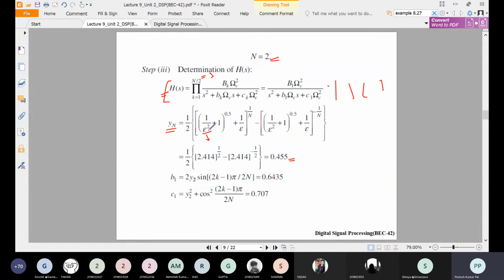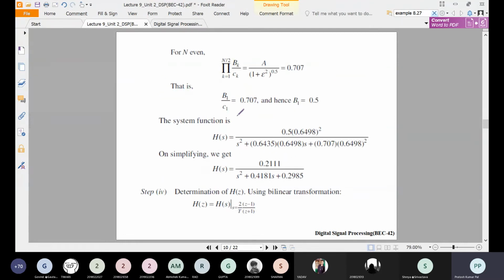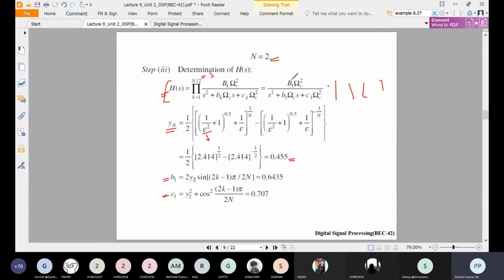Okay, so once we know the epsilon value, we can find out this. By using y of n, we can calculate the b1 and c1. Okay, so this is the formula for b1 and c1. This we have seen in the previous classes. Once we know the b1 and c1, we need to find out the capital B1.